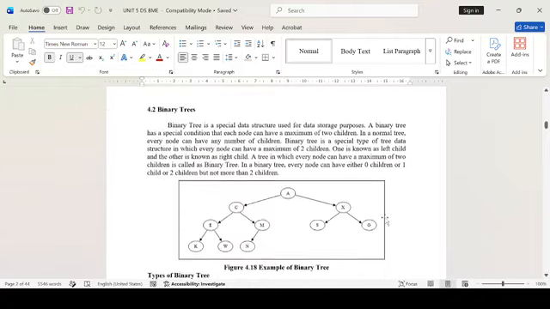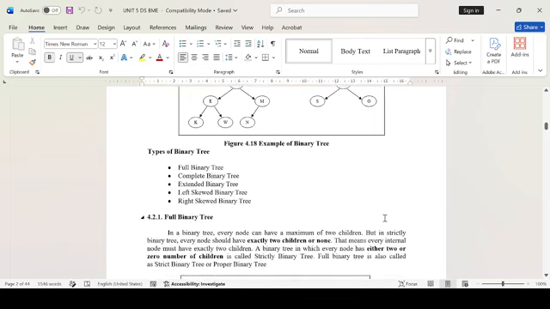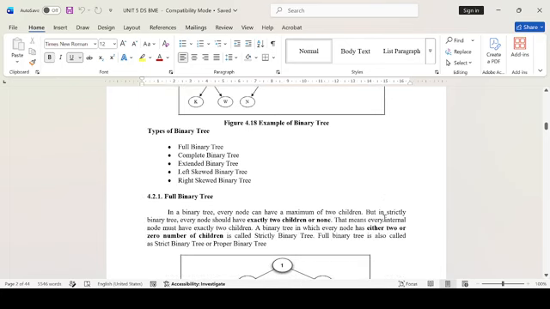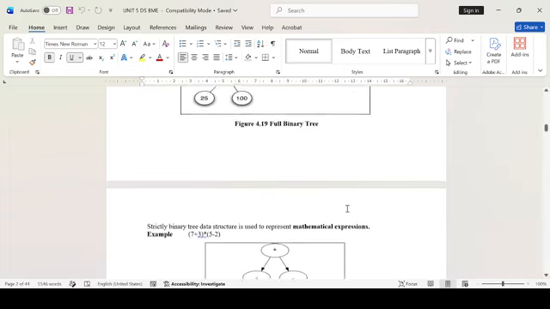Next, binary trees. A binary tree is a special data structure with the condition that each node can have a maximum of 2 children. That is called a binary tree. What are the types of binary trees? Full binary tree, complete binary tree, extended binary tree, left skewed binary tree and right skewed binary tree. So what is a full binary tree? In a full binary tree, every node should have exactly 2 children or none. So it should have either 2 or 0 children. That is called a full binary tree.